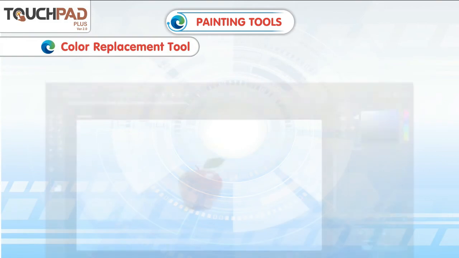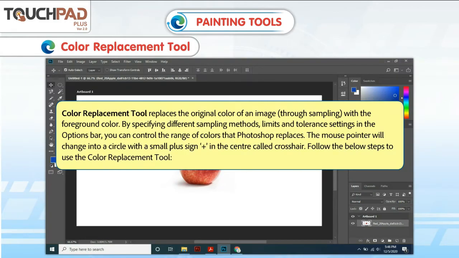Color Replacement Tool. Color Replacement Tool replaces the original color of an image through sampling with the foreground color by specifying different sampling methods, limits, and tolerance settings in the options bar. You can control the range of colors that Photoshop replaces. The mouse pointer will change into a circle with a small plus sign in the center called crosshair.